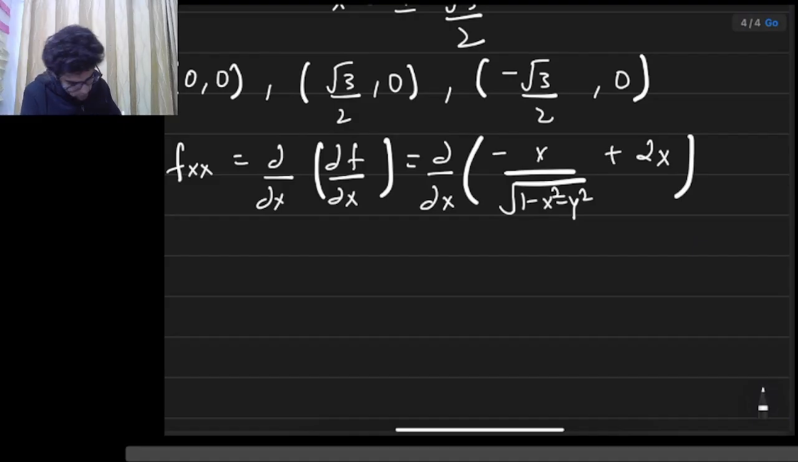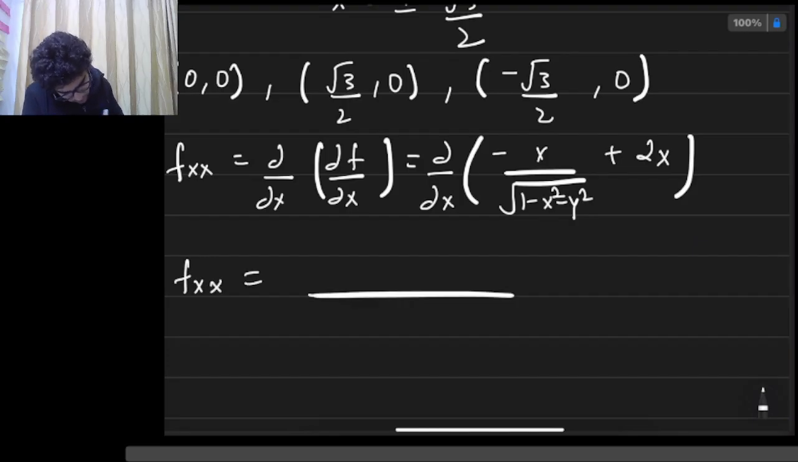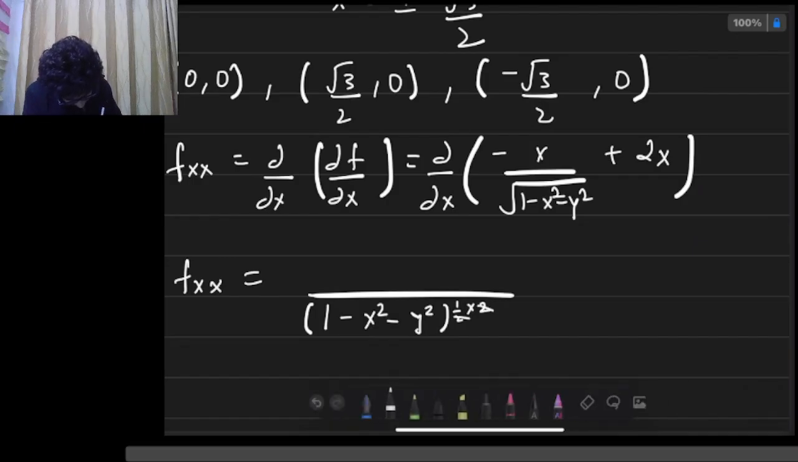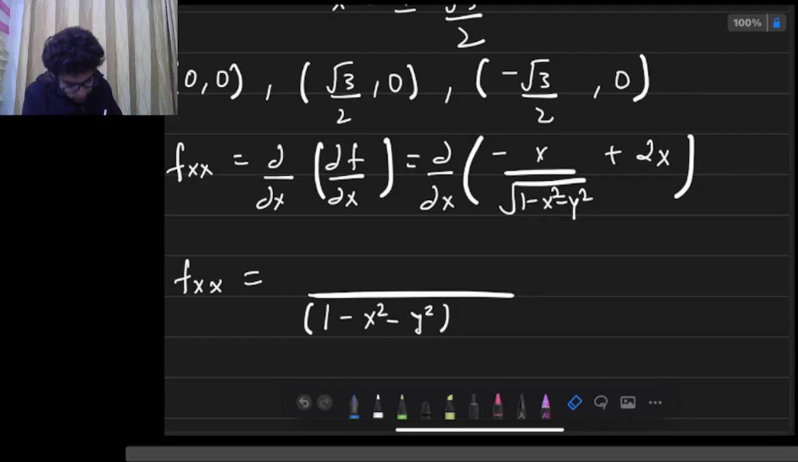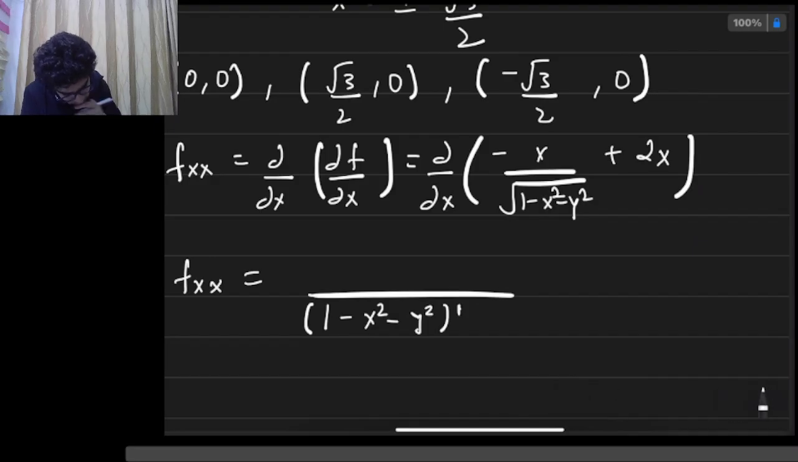So I need to differentiate this function again. So this becomes, the square of this was half, and the square of this, so 2 and 2 get cancelled. I'll be left with power 1. I'm just applying the quotient rule here. So the square of a square root gives me the power 1 for the denominator.